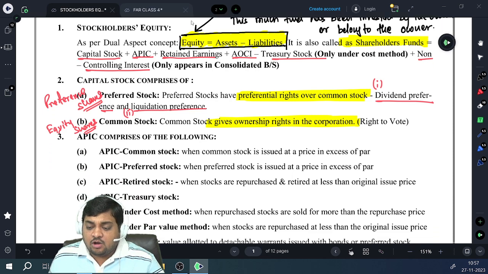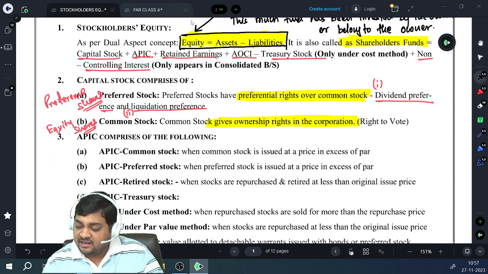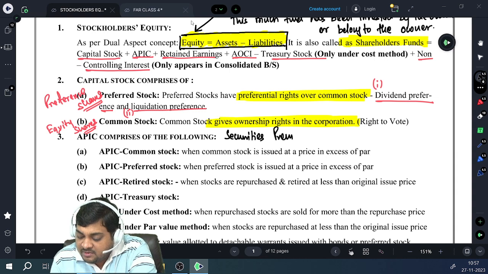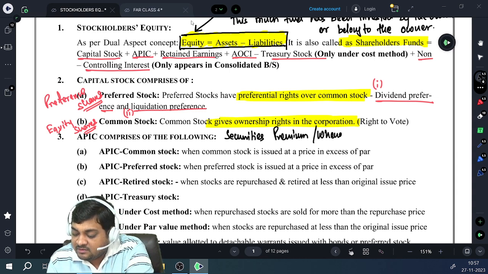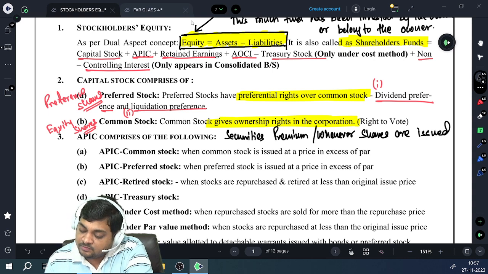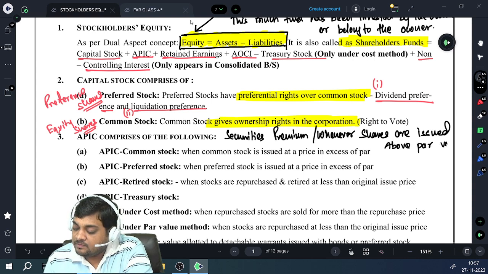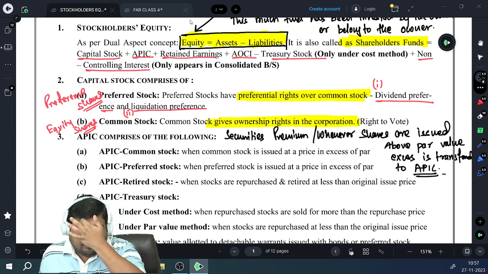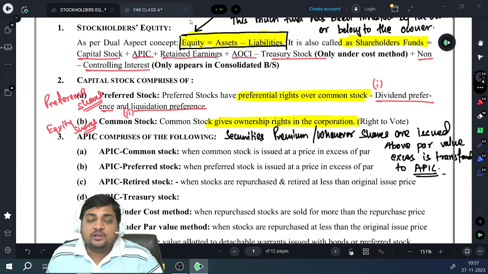Next, let us talk about additional paid in capital. Basically, in Indian language, we call it as securities premium. This is nothing but securities premium. Whenever shares are issued above par value, excess is transferred to additional paid in capital. Now, from this additional paid in capital, you need to know one thing, that you cannot give dividend out of it, right? You can only give dividend out of retained earnings.